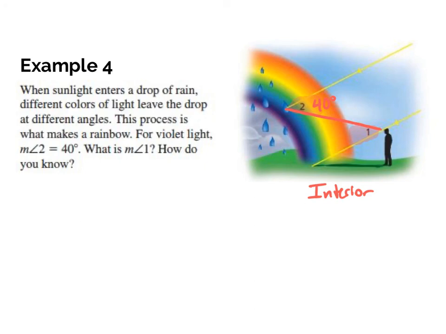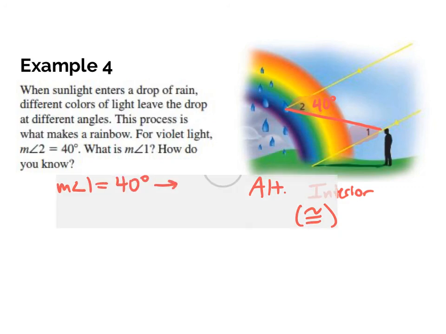You'll see that one of the angles, angle 2, is above, and angle 1 is below. So that means that these are alternate interior angles. Alternate interior angles, again, remember, means that they are congruent. So in this case, the measure of angle 1 is also going to be 40 degrees. And the reason I know that is because they are alternate interior angles.